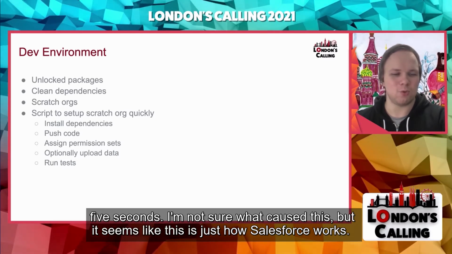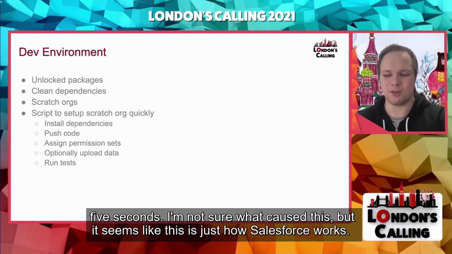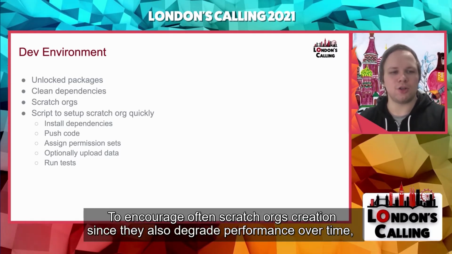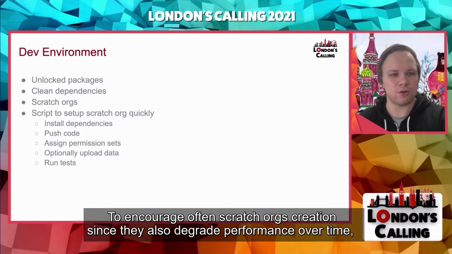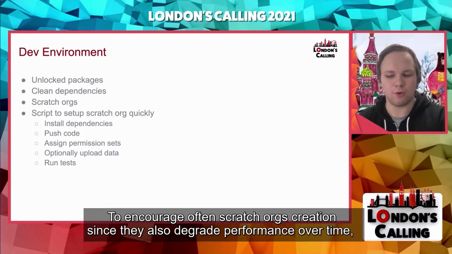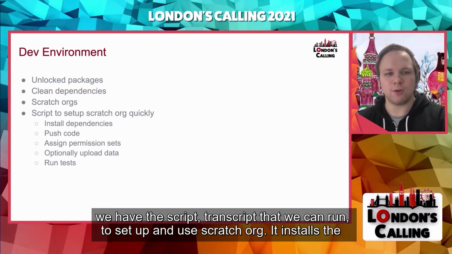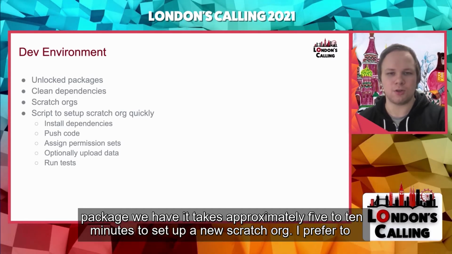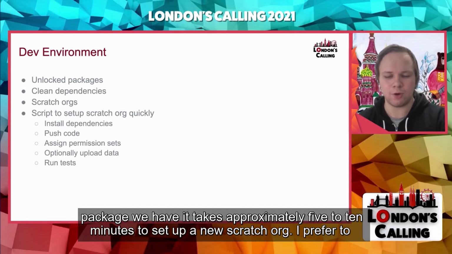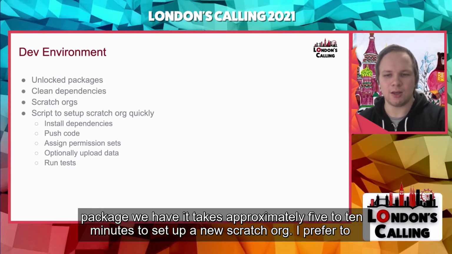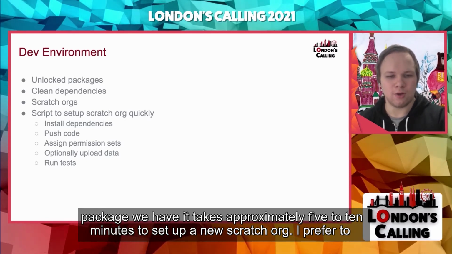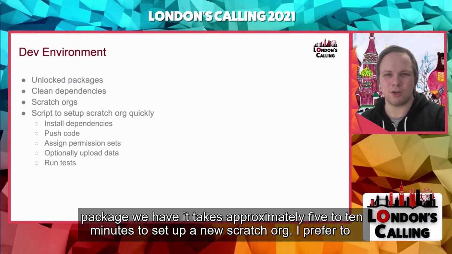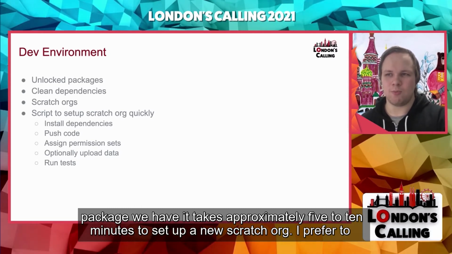I'm not sure what is causing it, but it seems like this is just how Salesforce works. And to encourage often scratch org creation, since they also degrade performance over time, we have a shell script that we can run to set up a new scratch org. It installs all the dependencies of the package that we're working on, uploads some data, assigns permission sets, and so on. So for the largest package that we have, it takes approximately 5 to 10 minutes to set up a new scratch org. I prefer to do it every day.